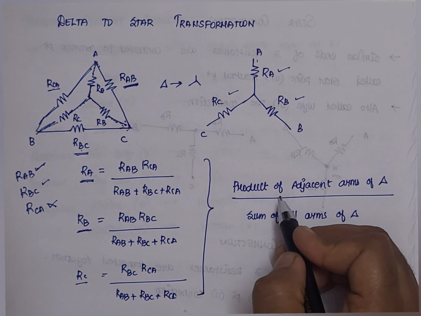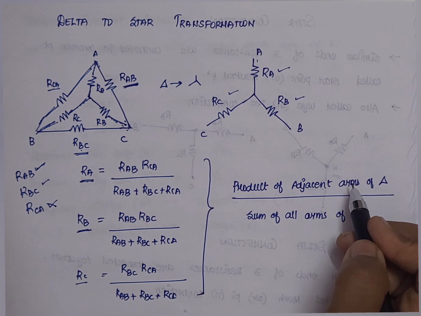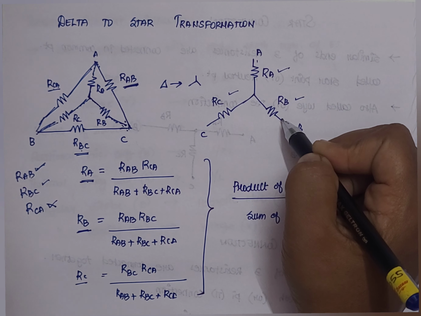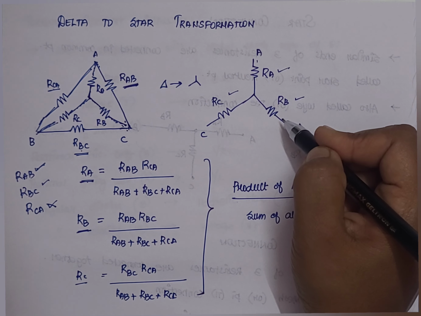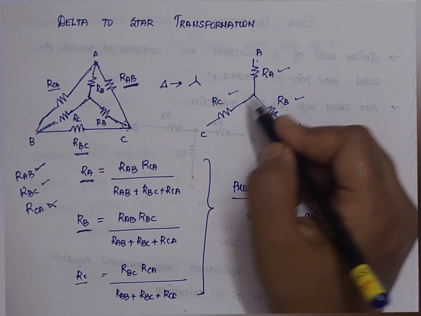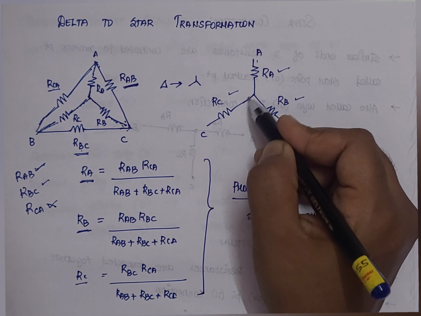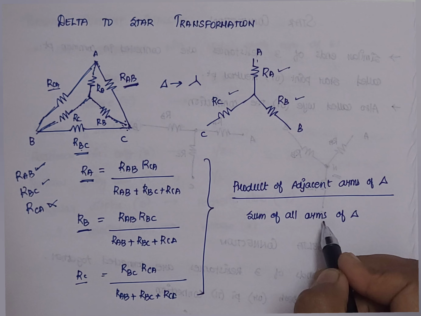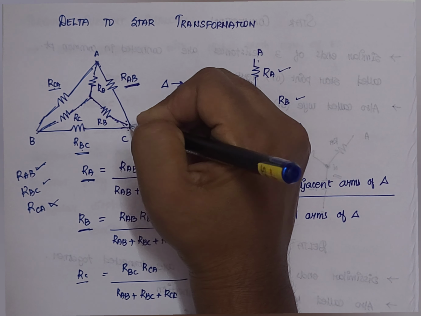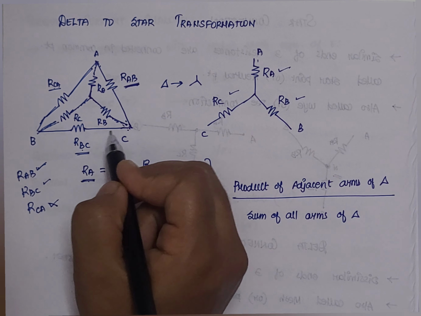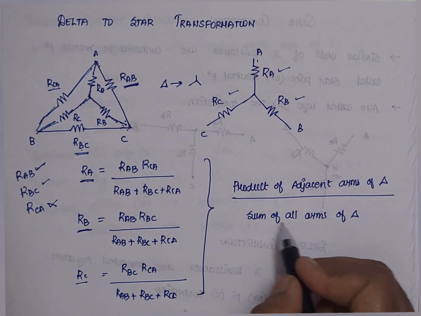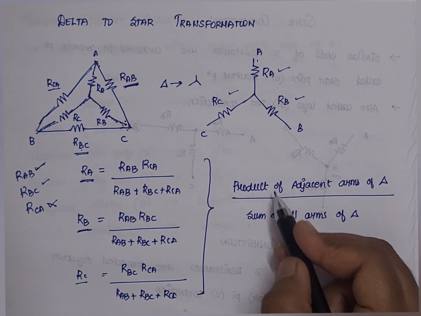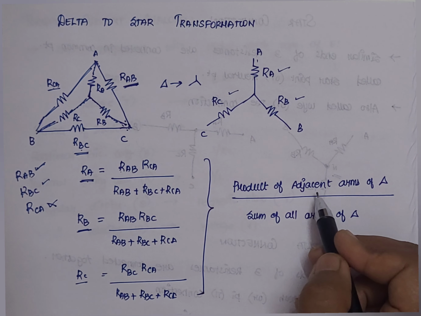So that is the product of adjacent arms of delta. For example, if you are supposed to calculate RA, you have to look at the adjacent arms available here. So here one adjacent arm is RAB and the other adjacent arm is RAC. So it is RAB into RAC divided by the sum of all the arms of delta. All the arms of the delta, in the sense, the first arm is RAB, the second arm RBC, the third arm is RCA. So just add all the arms together, and we will get the denominator. This is the general definition to calculate the value for RA, RB and RC.